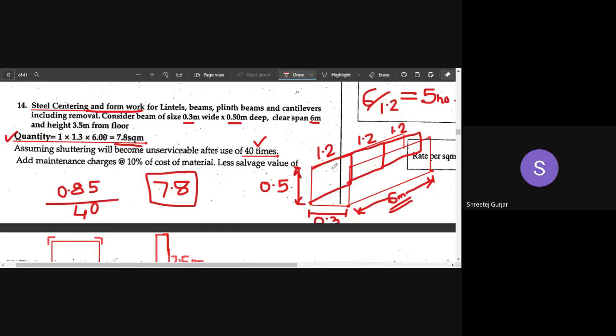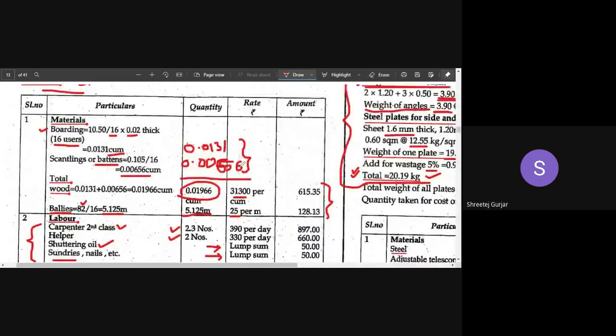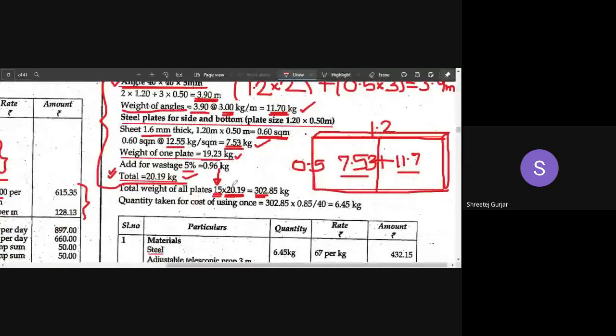So 5 number is required on one side. On the other side, similarly, we will be requiring 5 numbers. And at the base also, we will be requiring 5 numbers. So 5 at one side, 5 at the other side, and 5 at the base. So 5 into 3, that is equal to 15. I hope it is clear. So that is how we can arrive at this 15.